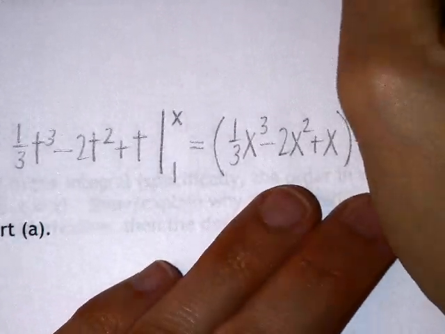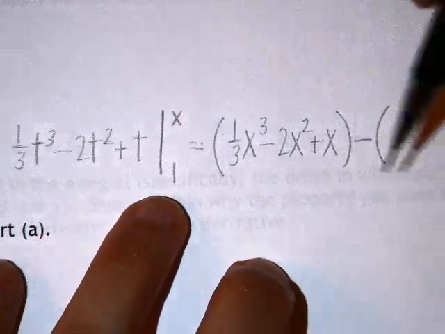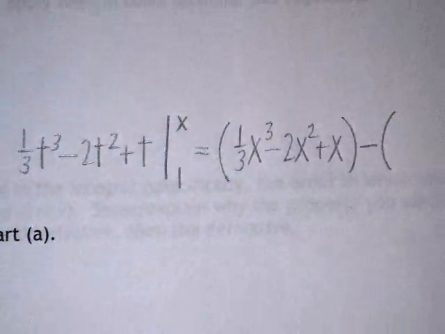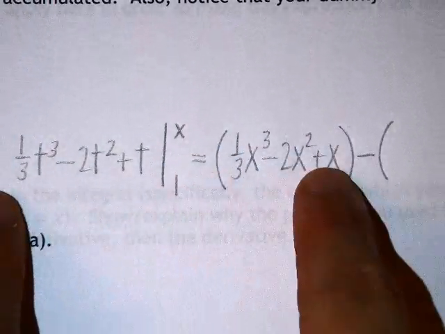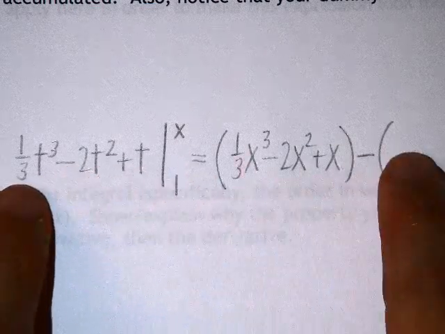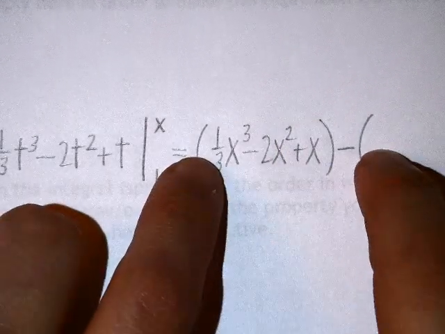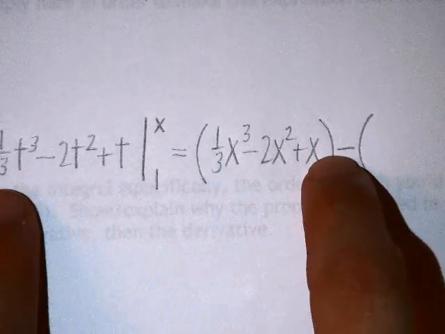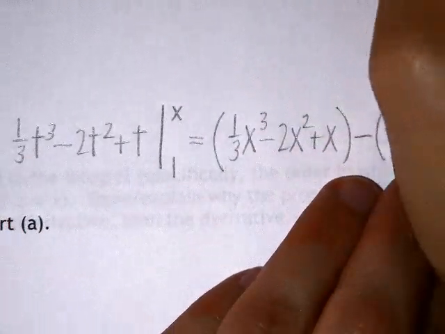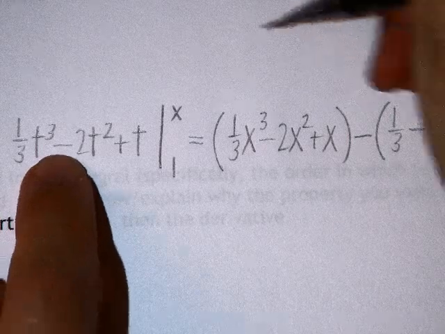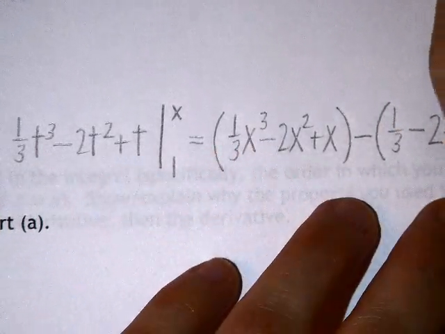Then I'm supposed to do minus, and I'm going to plug in 1 into all of those variable spaces all over again. You'll notice I'm using parentheses here just to group things together, because plugging in x left me with a bunch of terms, plugging in 1 is going to leave me with 3 separate terms, and because I have to subtract, I'm using parentheses so that subtraction sign doesn't just get lost. Now when I plug in 1, 1/3 times 1 cubed is 1/3, minus 2 times 1 squared is 2, plus 1 plugs in for t, so that's 1.